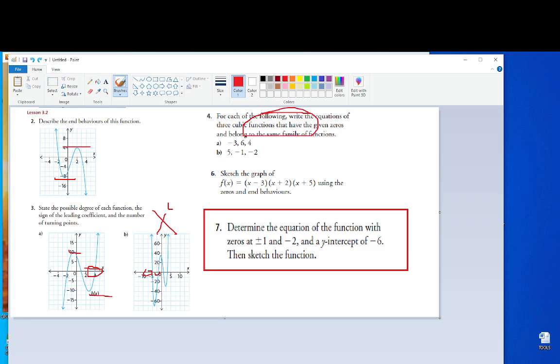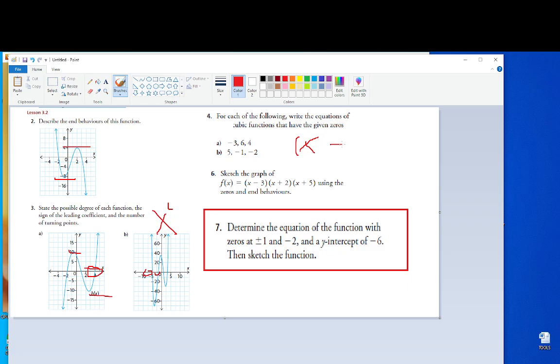Write the equations of 3 cubic functions that have a given zero belonging to the same family of functions. Let's just make that: write 3 functions that have these given zeros. So just write one function of a cubic function. We'll just do that because what they're looking for in families is that they have the same zeros.